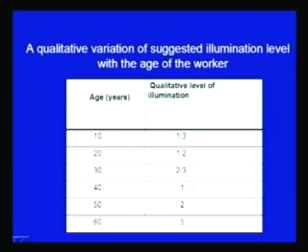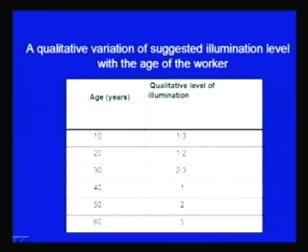And with a further increase in age from 40 to 50, the person who is 50 years old will require an illumination level double of what is required for the 40-year-old worker, and the 60-year-old worker will require about 5 times the level of light as compared to the 40-year-old person for carrying out the same job.